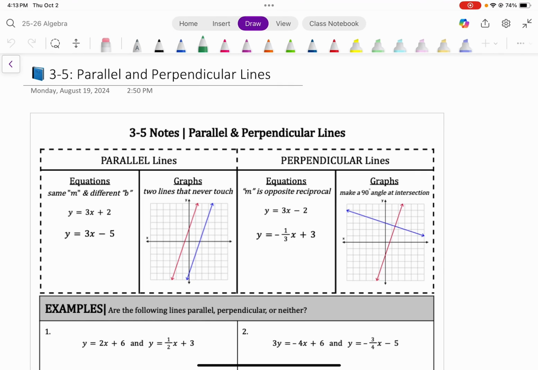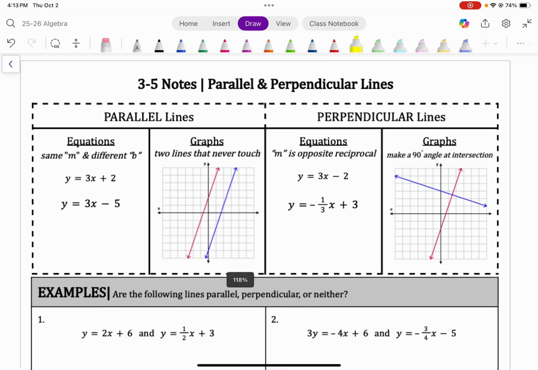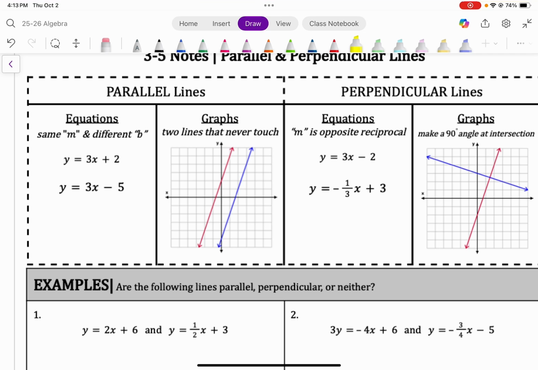These are video notes for section 3.5 in algebra. We're going to look at parallel and perpendicular lines. So you probably saw parallel lines in pre-algebra when you were talking about systems and you talked about how they never touched, and that's because they had the same slope, but they had different y-intercepts.